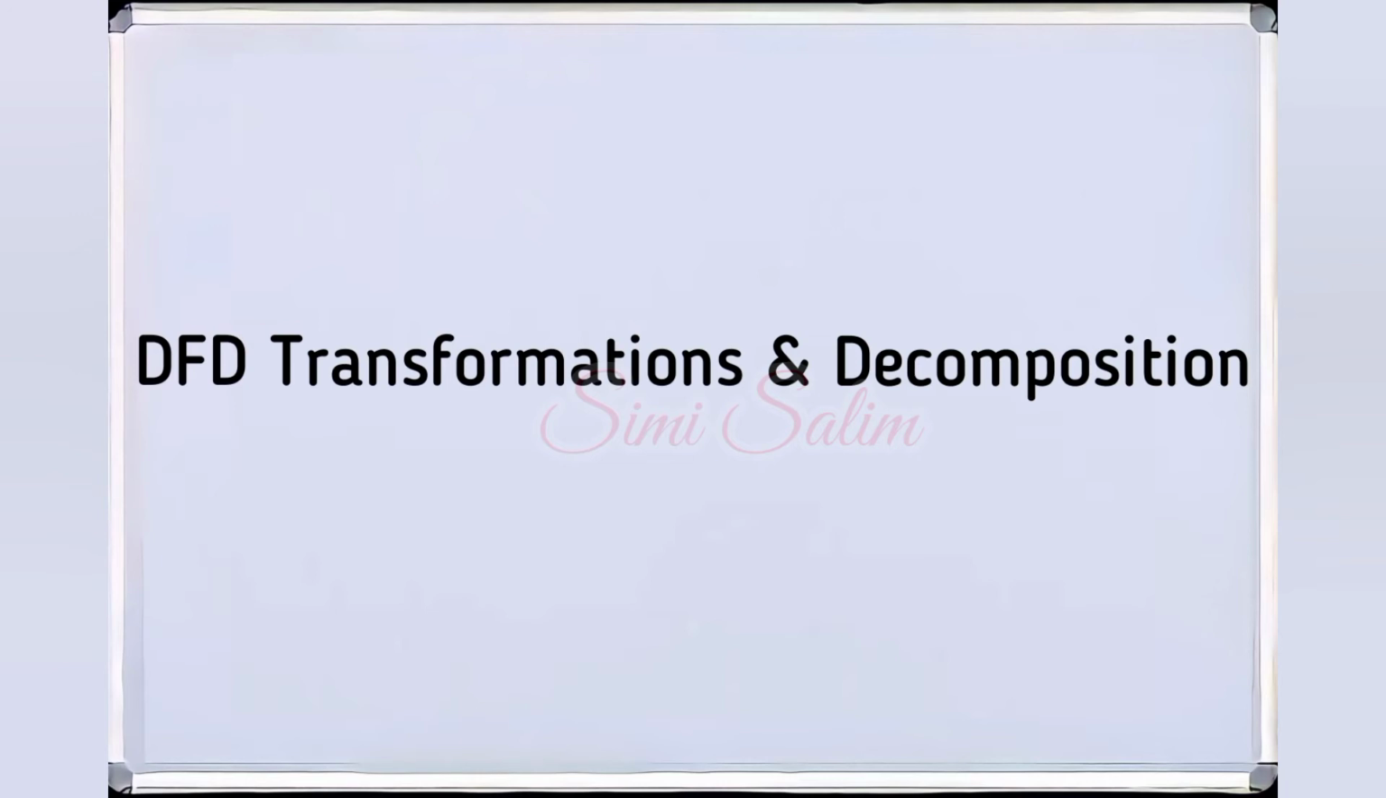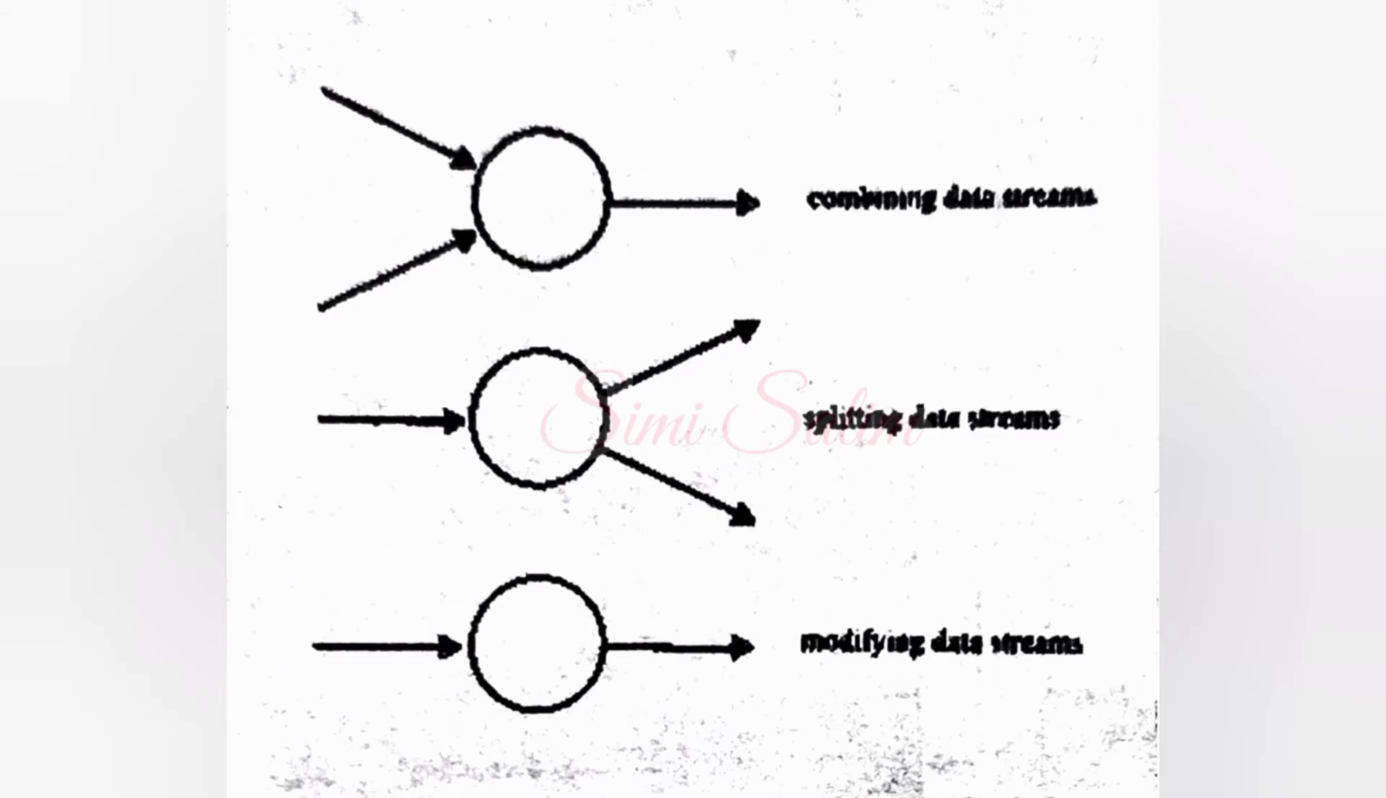Data flow diagram transformations and decomposition. The three principal types of data stream transformations that take place at the processing bubbles are shown in the figure. These are combining, splitting or modifying data streams.